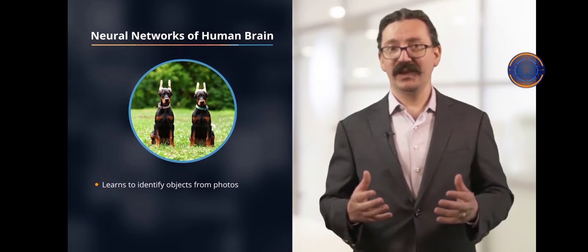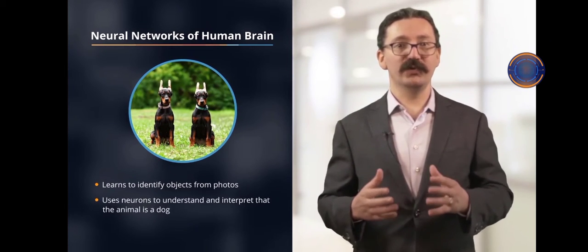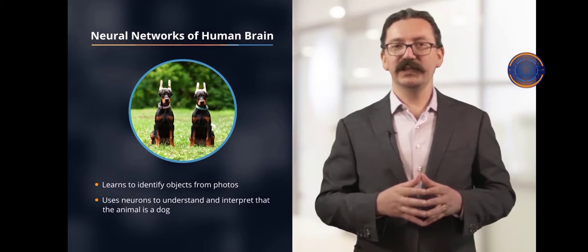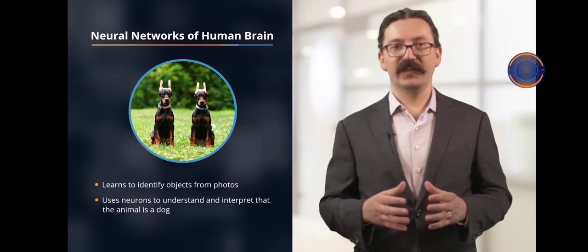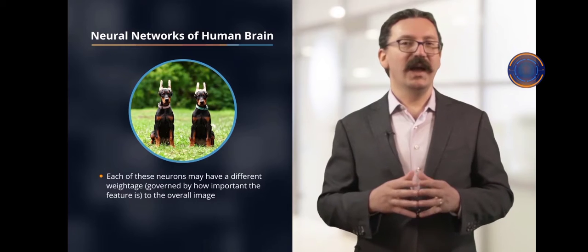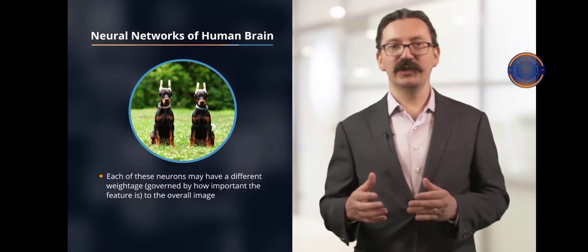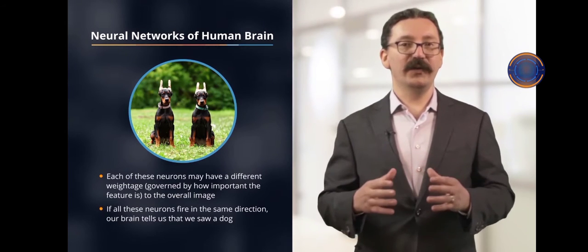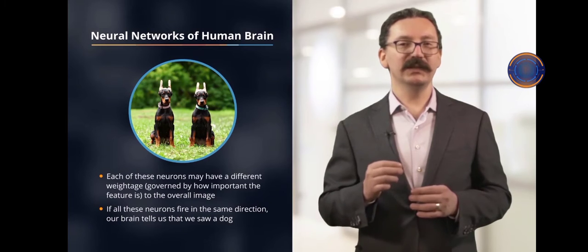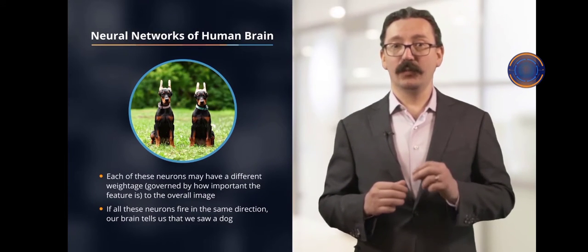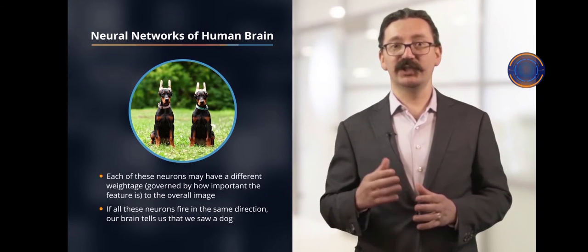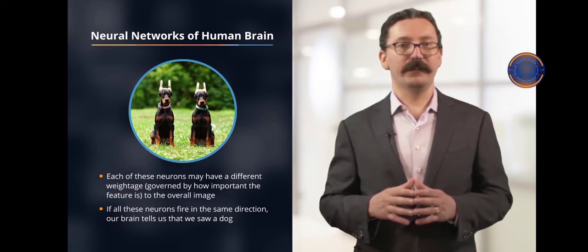A human brain can learn how to identify objects from photos. For example, the human brain uses several neurons to understand and interpret that the animal seen is a dog, with details such as fur, eyes, and tail. Each of these neurons may have a different weightage for the overall image, which depends on the importance of the feature. If all these neurons fire in the same direction, our brain tells us that we saw a dog. Furthermore, neurons also fire up to describe what type of dog it is, such as a Doberman or a German Shepherd.